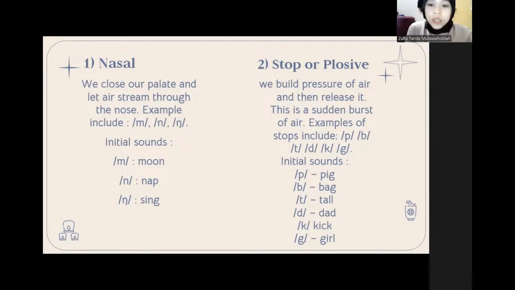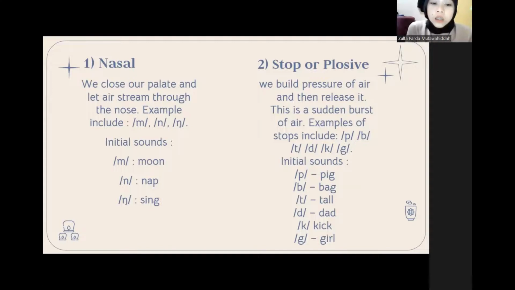Like nasal consonants, stop consonants occur when the vocal tract is closed completely, but for stops, the airflow is not redirected through the nose. Instead, the air quickly builds up pressure behind the articulators and then releases in a burst. For example, the word is pig. The oral passage is blocked by closing the lips. So it becomes bilabial.